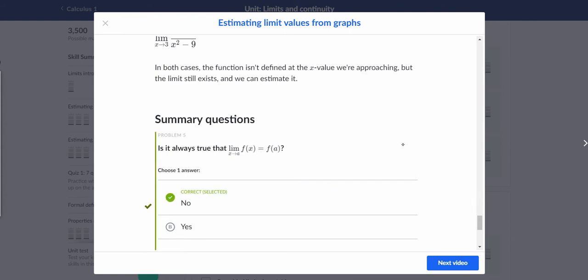So these are some of the sample questions that I wanted to do in front of you for limits and continuity.